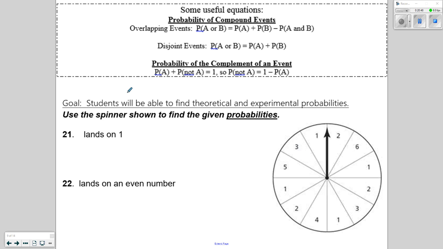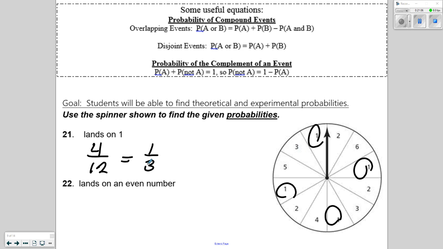So if we take a look at 21, what's the probability that it lands on 1? Well, we've got 1, 2, 3, 4 ones. So that is 4 out of, if we count up all these spaces, 12 spaces. So that gives us 1/3, 0.33 or 33.3%. You can write any of these as a fraction, decimal, or percentage. They're all equivalent. It's just up to your personal preference.